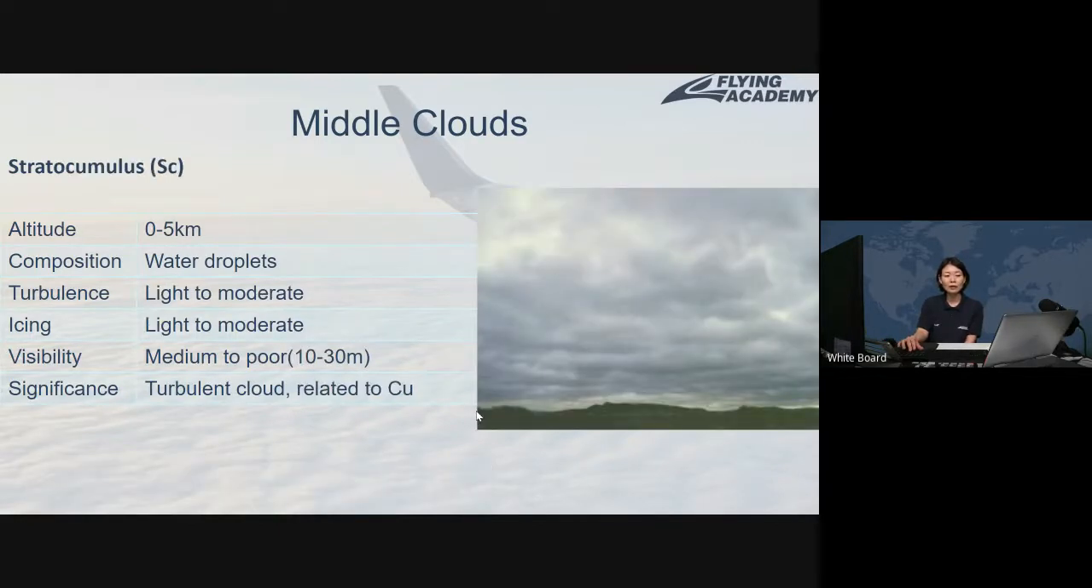So now if it is a stratocumulus, it's a lower altitude, water droplet. Turbulence and icing can be there because there is water vapor and there is an updraft and downdraft as well. Visibility can be poor because of the cumulus and because of the precipitations.